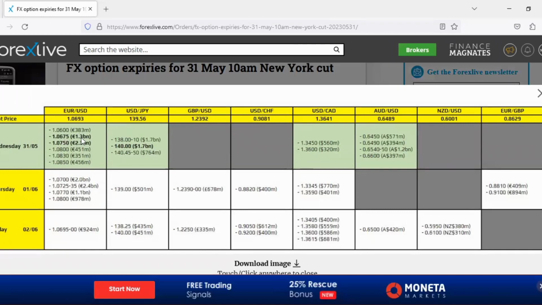Now, let's check where the price is. Mind you, locate this high impact order. Whenever you see this, just make sure you monitor it. We have 1.3 billion at 0675, then 2.3 billion at 0715. So just monitor all those ones. Now, let's go to the chart.